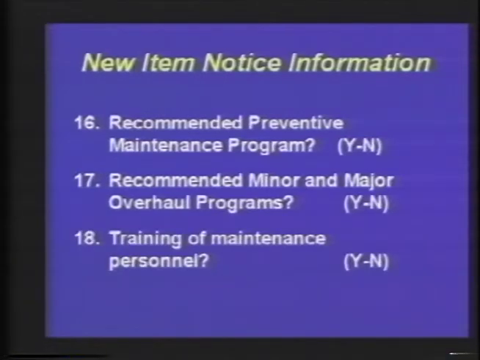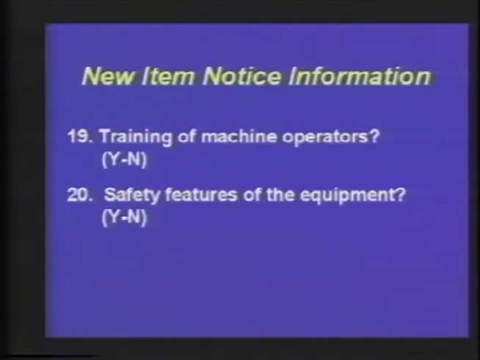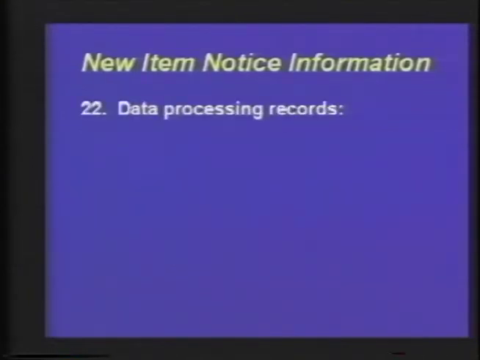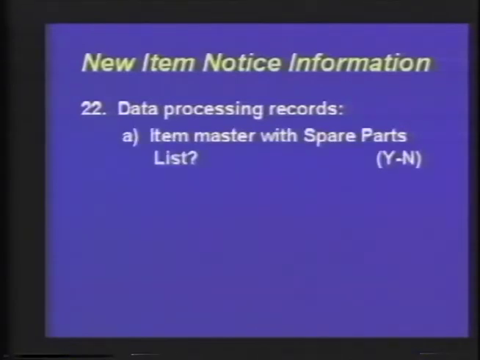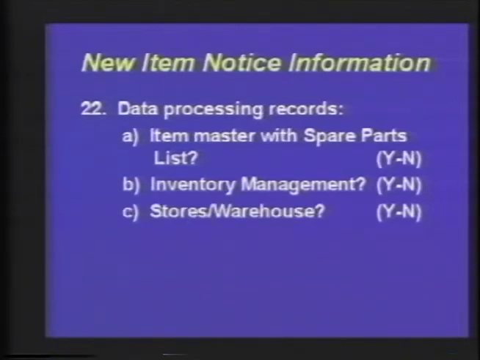the training of maintenance personnel, the training of machine operators, the safety features of the equipment, warranty and service data, and then if we're moving into CMMS, then we want to talk about the different data processing records, which would be the item master and the spare parts list. That would go into function 1 of the maintenance program. Inventory management data would go into function number 3.